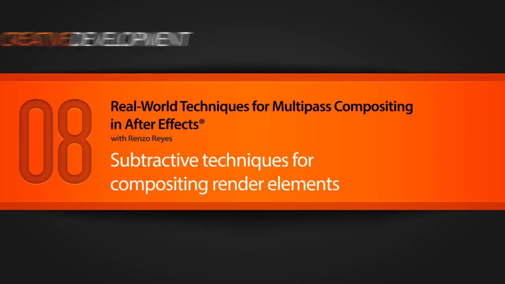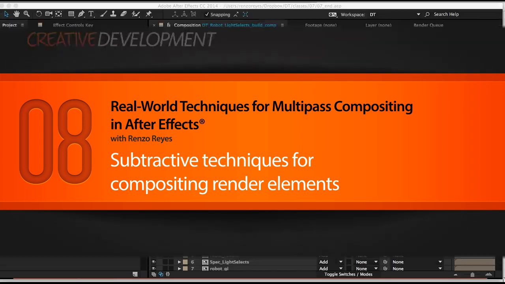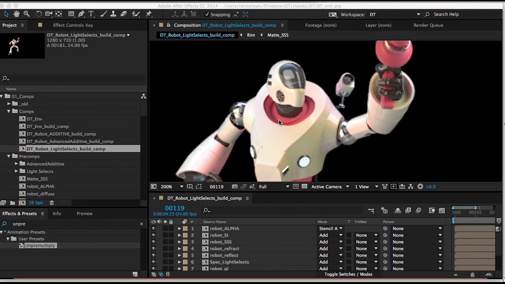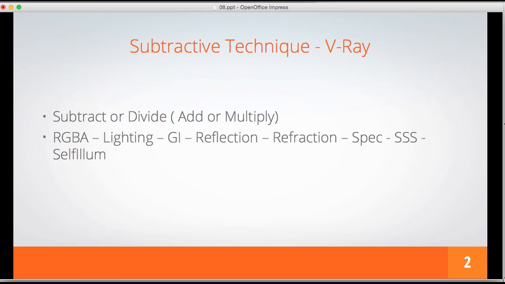Hey guys, welcome back. In this lesson, we're going to go over the subtractive technique. It's the last one on our list of different methods to composite our render elements. I will also be demonstrating how this can be used to obtain any missing passes from our render elements without having to go back to CG. Let's get started and switch to this slide and talk about the subtractive technique from V-Ray.